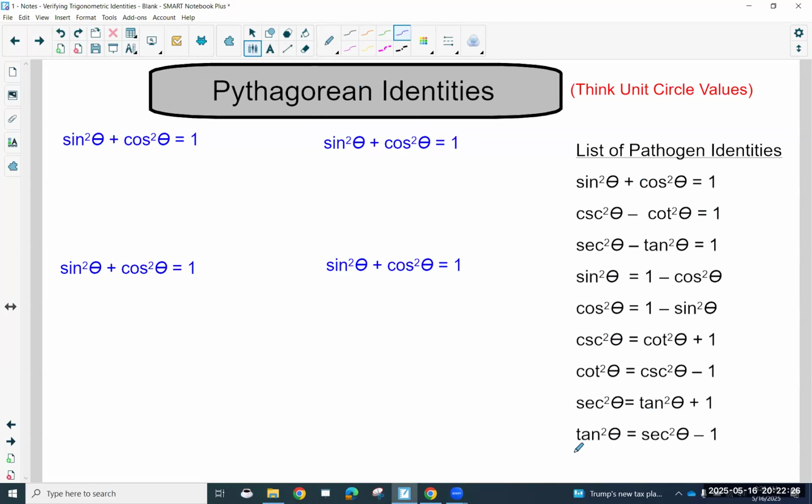Now, that being said, they're actually all found from the first one. And the first one comes from the unit circle. I'll draw you a little diagram right here. If you think about items on the unit circle, all of them are simply triangles with a radius of 1. So if I use the Pythagorean theorem, where this is x and this is y, I have x squared plus y squared equals r squared. Well, x is cosine, y is sine, and r is 1 squared.